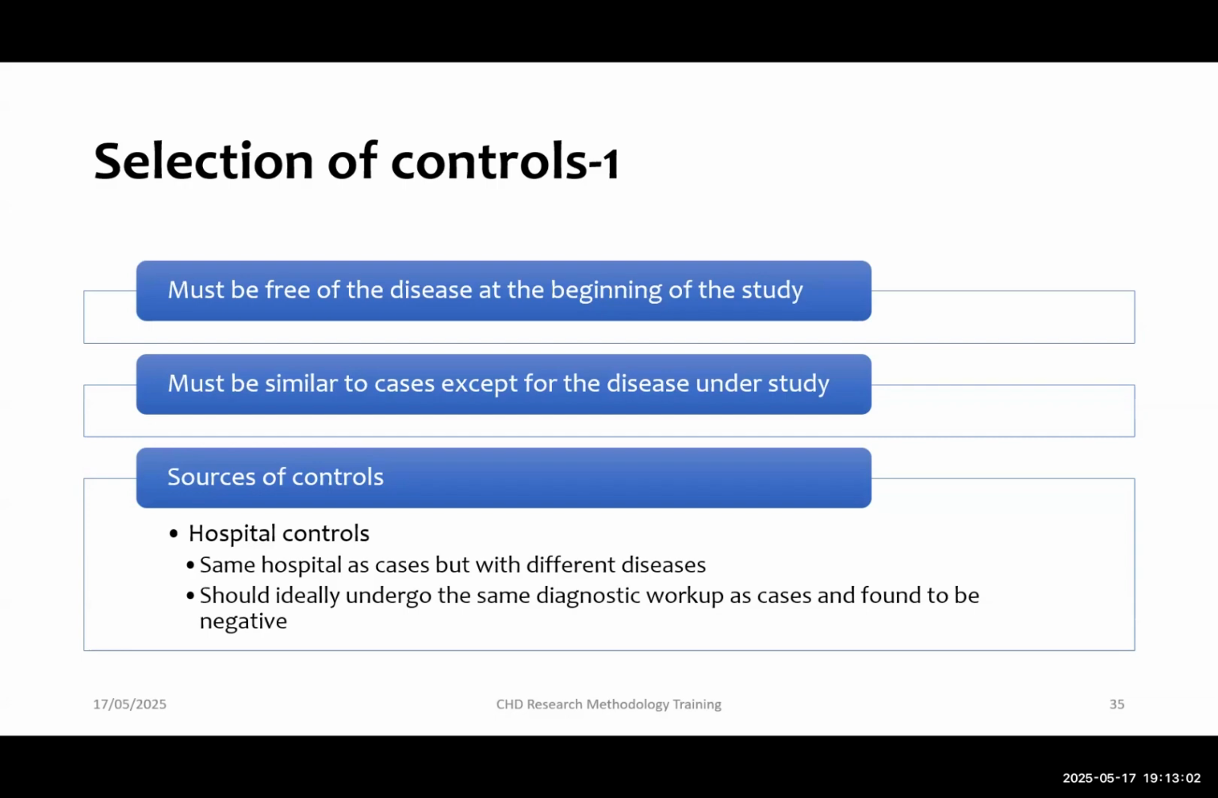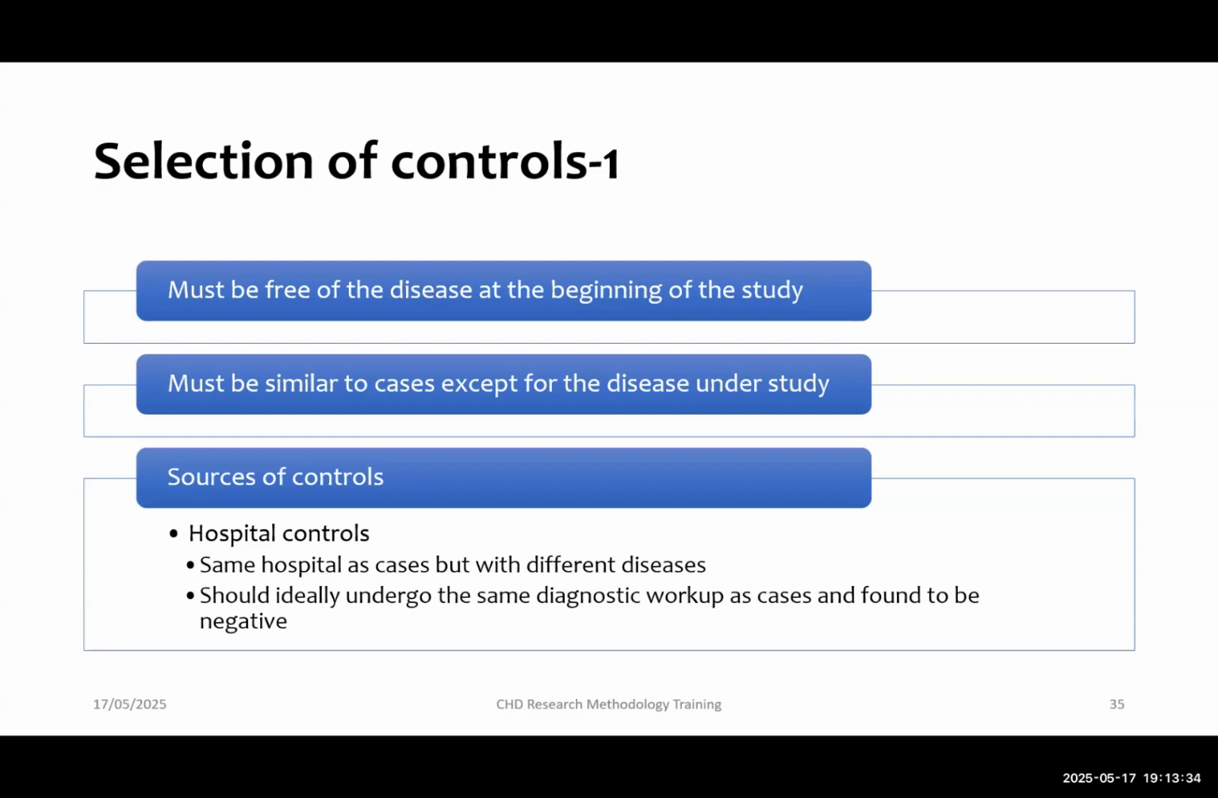So where do you get your controls from? You can also get a hospital control. So if you have cases in the hospital who have cancer of the lungs, you can decide in that same hospital to get those who don't have cancer of the lungs. For hospital control, it can be in the same hospital, but they might have a different disease.